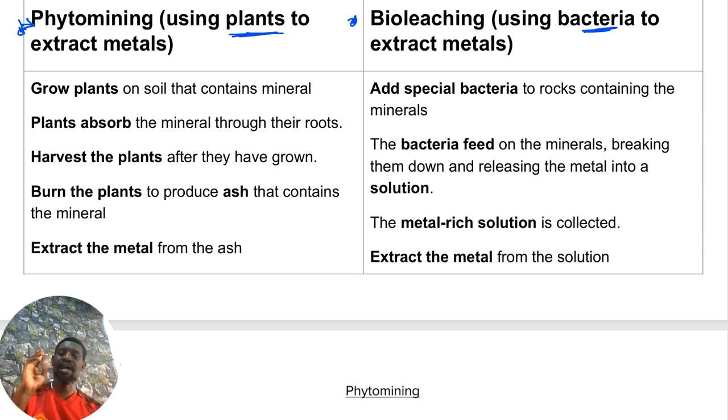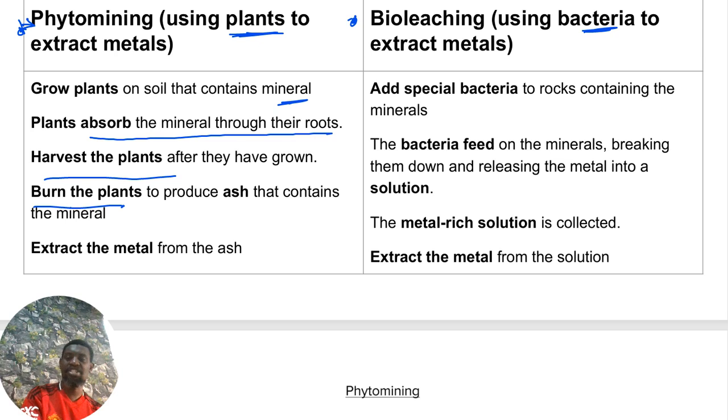So if you are asked to describe how phytomining is used to extract minerals, simple. You know it's plants. How is it done? You grow plants on the soil that contains the mineral. As the plant grows, it will absorb the mineral through its roots. Once that is done, you harvest the plant after it is grown, then you burn the plant to produce ash. Now, the ash from the plant contains the mineral. Then the next thing you need to do is to extract the mineral from the ash. That's all. First, plant. The plant will absorb the mineral. Once the plant is grown, harvest it, burn it, produce ash, then extract the mineral from the ash.